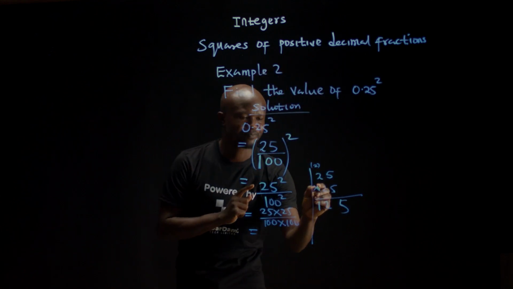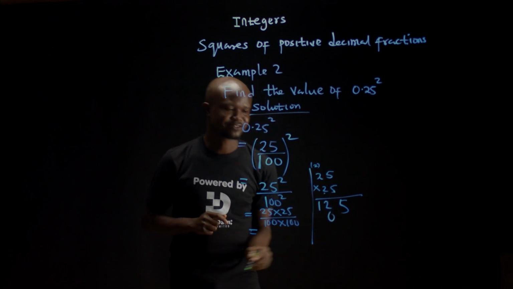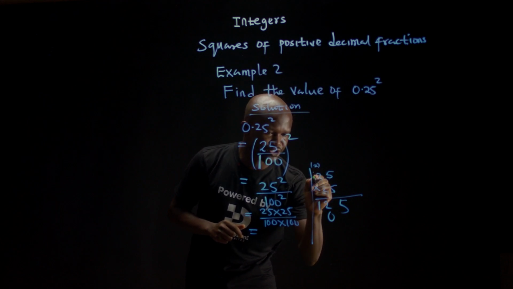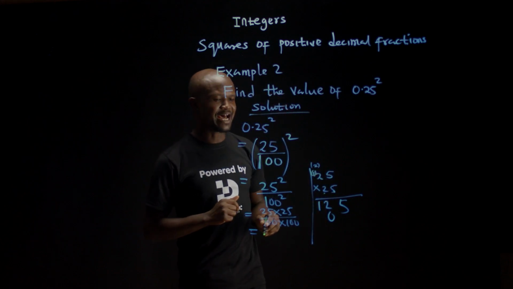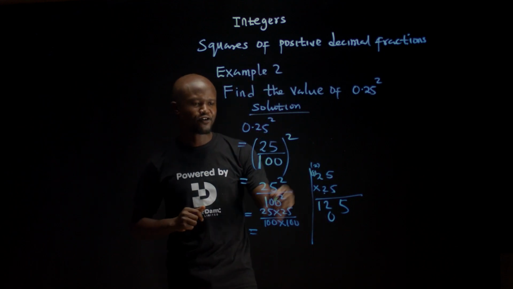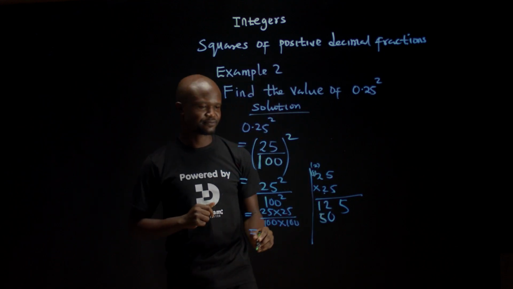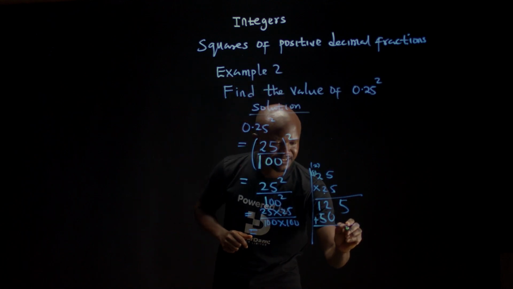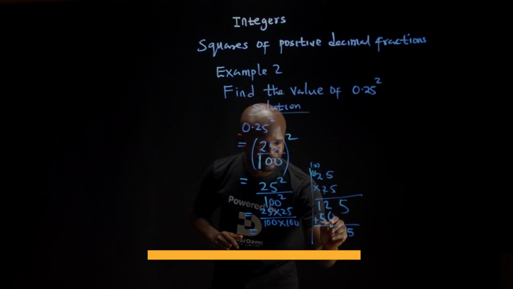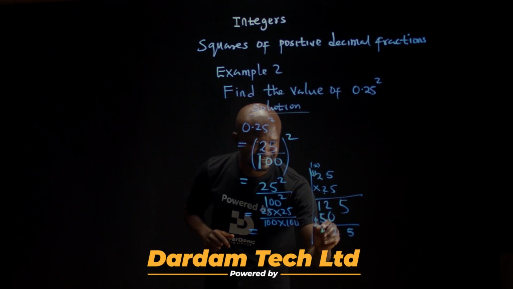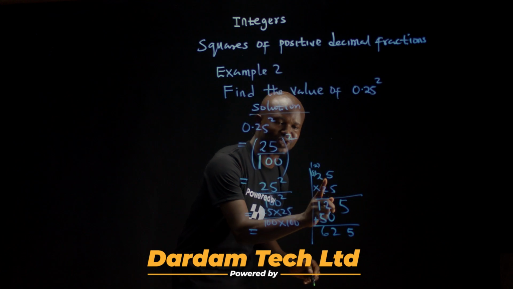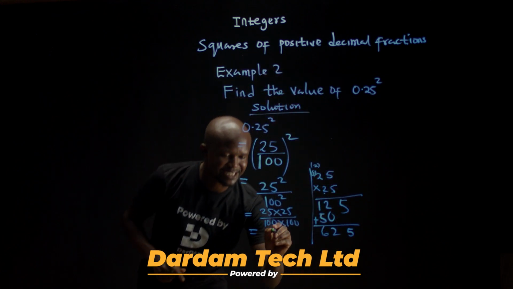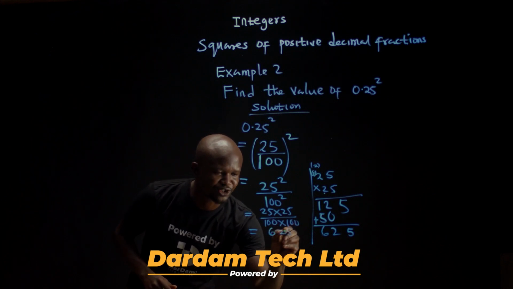We have used this 5. Now, let's use 2. 2 times 5, what do we have? 10. Then take note, you are going to carry 1. Now, 2 times 2, what do we have? 4. 4 plus 1, 5. Now we add together. From the back, we have 5. 0 plus 2, 2. 5 plus 1, 6. It means that 25 times 25 is 625. That will be the value for the numerator.